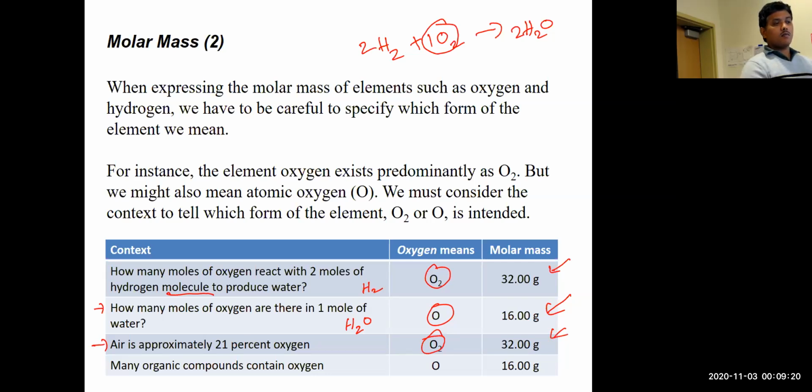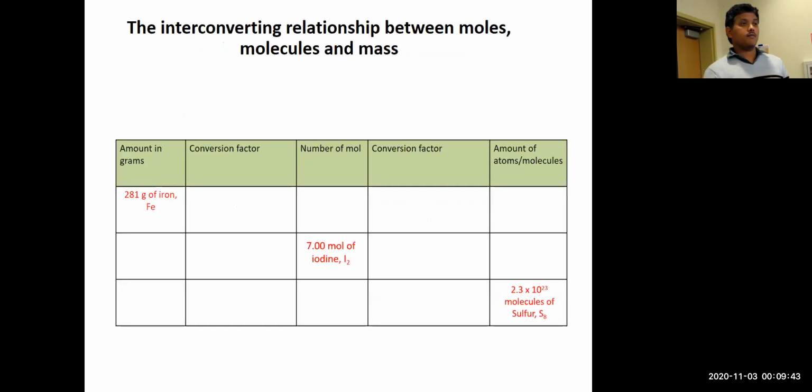Many organic compounds contain oxygen. It could most likely be in the form of a single oxygen, so in that case it is going to be just 16 grams. Again, it's just saying that you need to be careful about what you are reading, making sure that you know what the chemical formula is from the words.